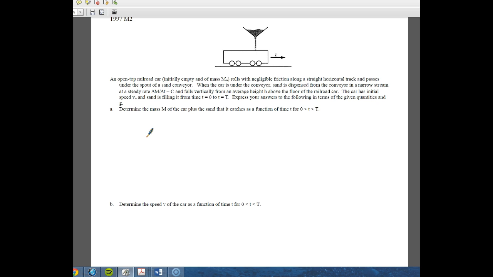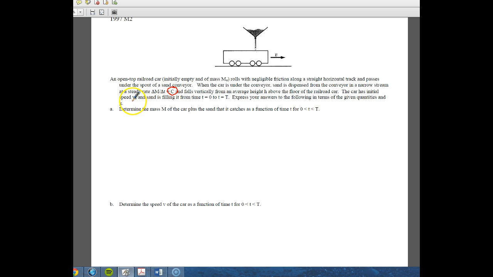You have an open top railroad car, so you can see the railroad car, and there's sand that's dumped into it. When the car is under that conveyor, that sand is dispensed, just a narrow stream, and it comes out at a steady rate. So it's the change in mass divided by the change in time, and they make that ratio C. And it falls vertically from an average height of h above the floor of the railroad car.